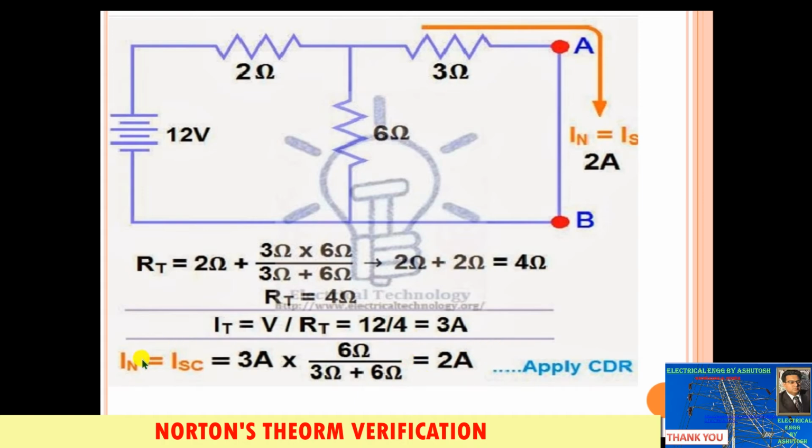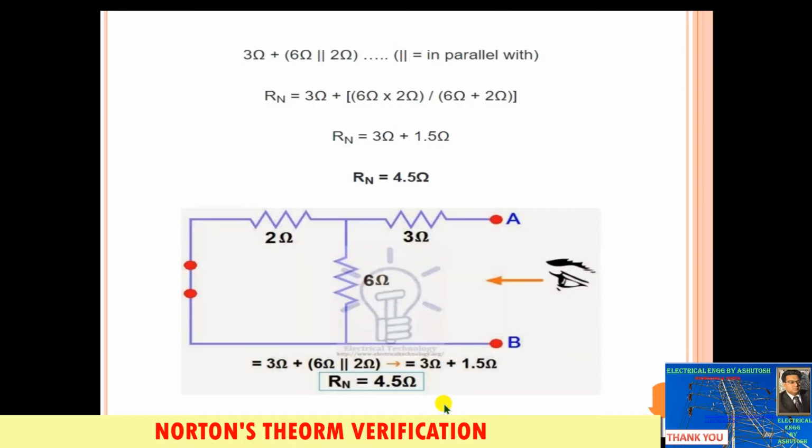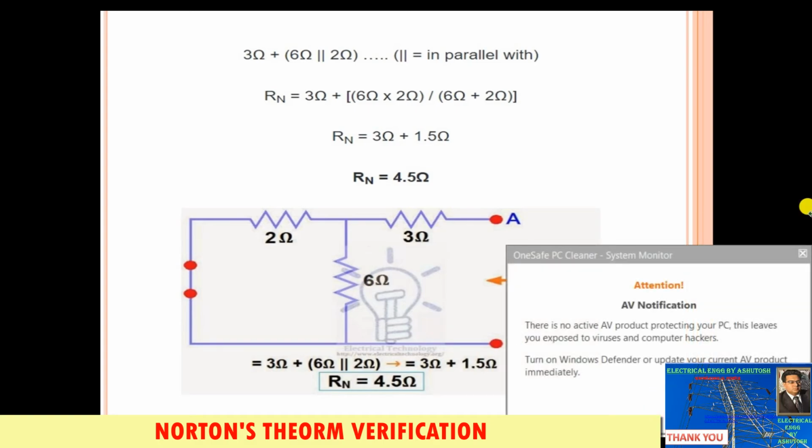So this is the Norton's current. The current flowing in this branch A to B is called Norton's current or short circuit current. Now come to this point. Now we have to find out the Norton's resistance, or Thevenin's resistance.